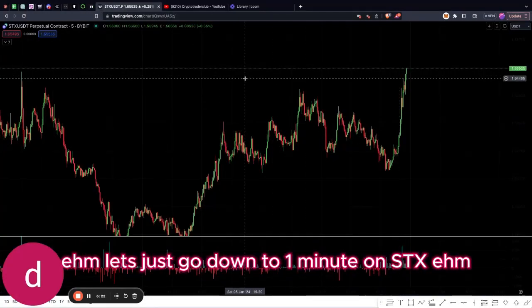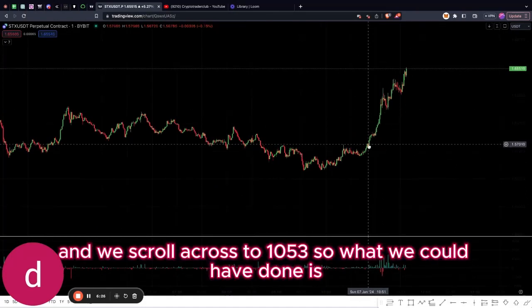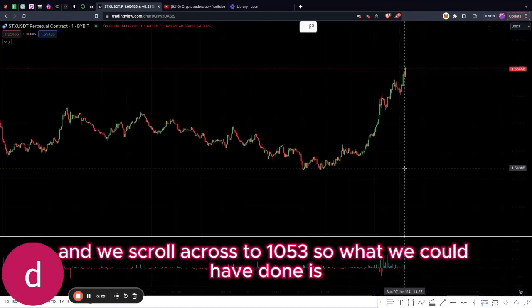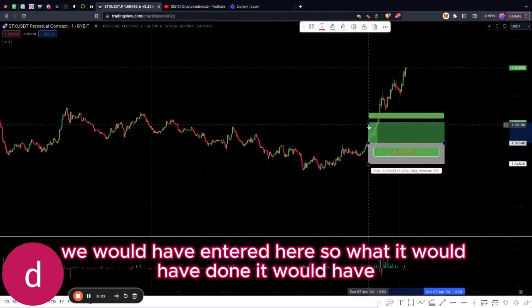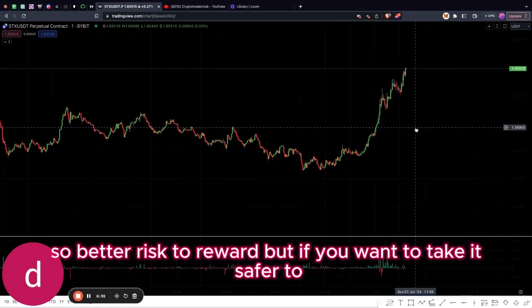Let's just go down to 1 minute on STX, and we scrolled across to 10.53. So what we could have done is we would have entered here. So it would have allowed us to enter the trade even earlier and get more of a play. So better risk to reward.